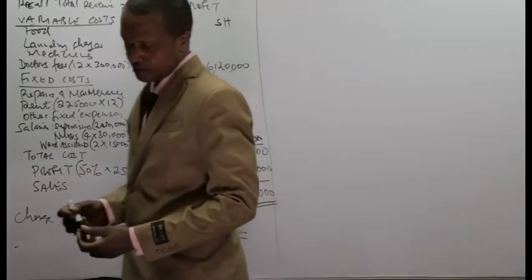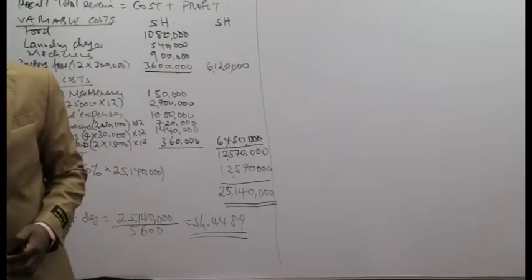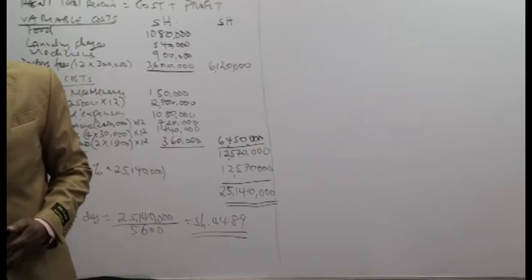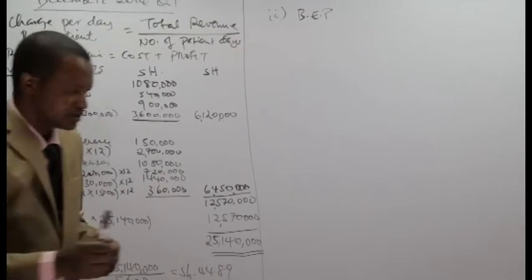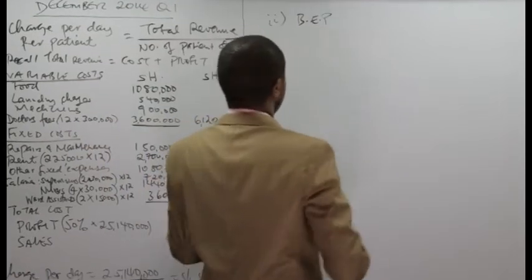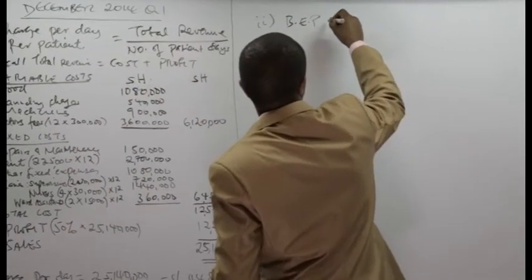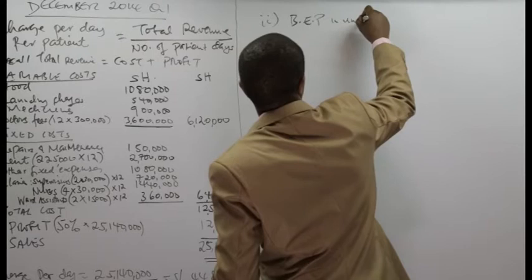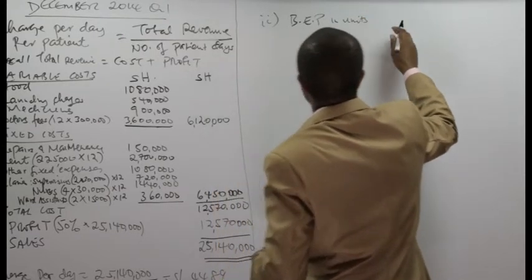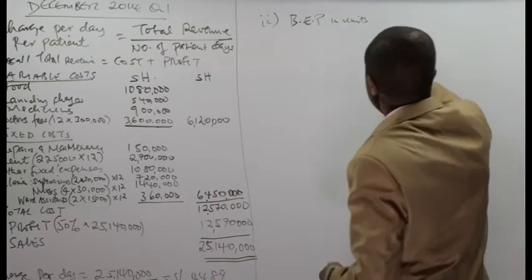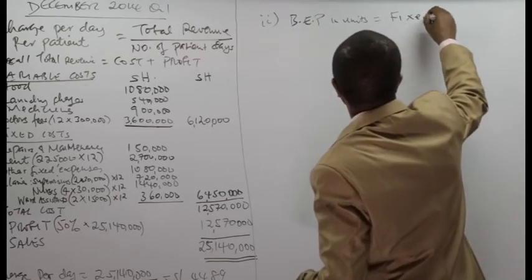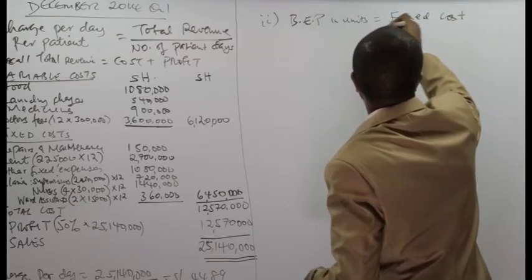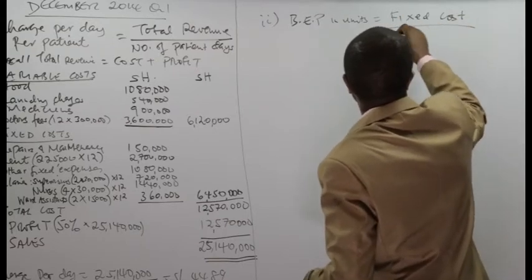This is break even in units. You can calculate the break-even point in shillings or in units. When you calculate the break-even point in units, it is equal to fixed cost over contribution margin per unit.